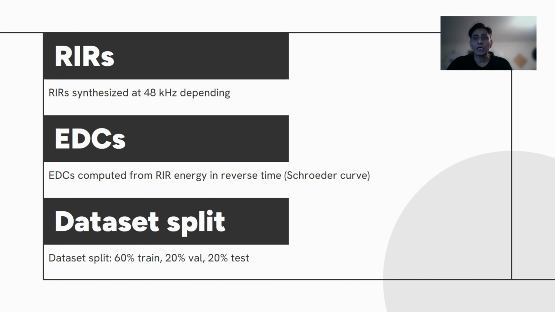We generated RIRs at 48 kHz. For each simulated RIR, we compute the energy decay curves by integrating the squared impulse response in reverse time. The dataset is then split into 60% for training, 20% for validation, and 20% for testing. This ensures independent evaluation and avoids overfitting.